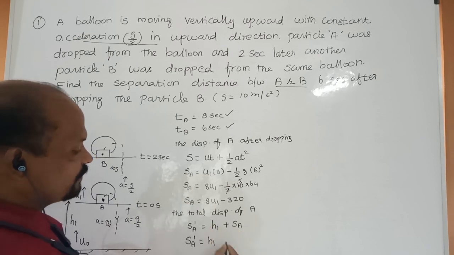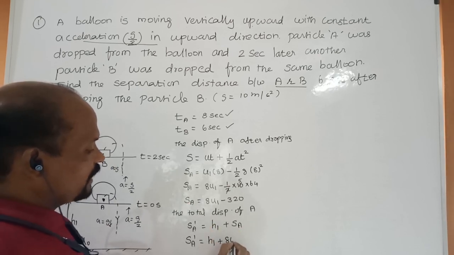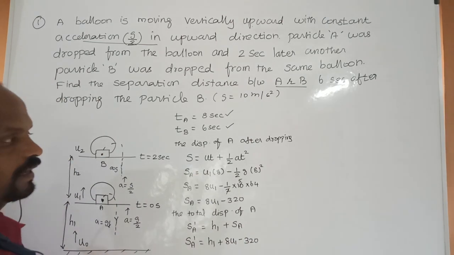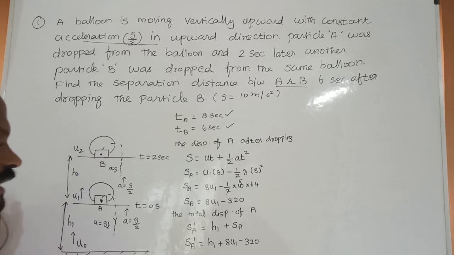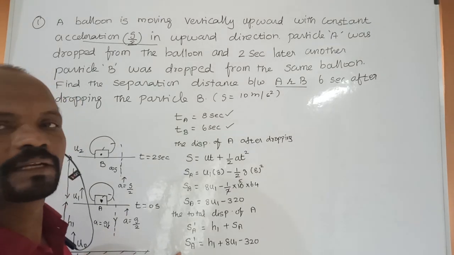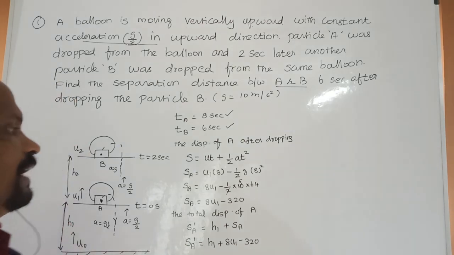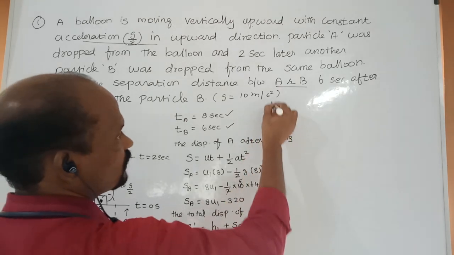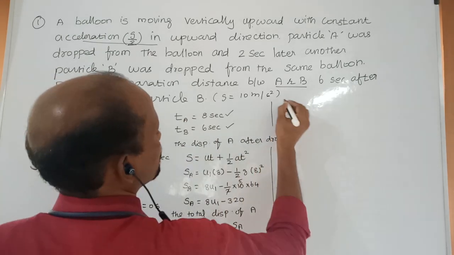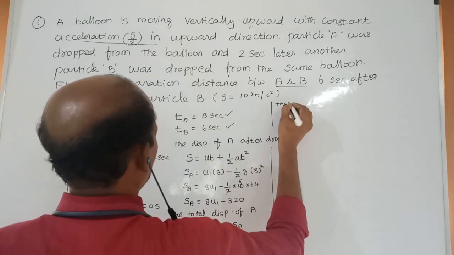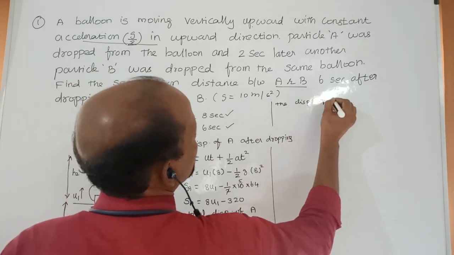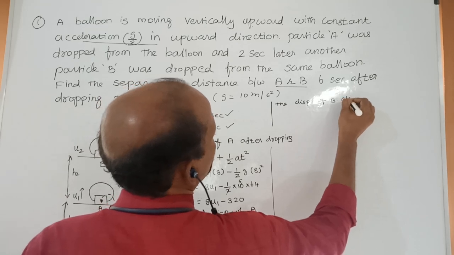We know that the value of S_A is 8 u1 minus 320. Now we know the value of S_A, that means the total displacement of particle A after dropping. Likewise, we have to find the total displacement of particle B after dropping, first the displacement of particle B after dropping.